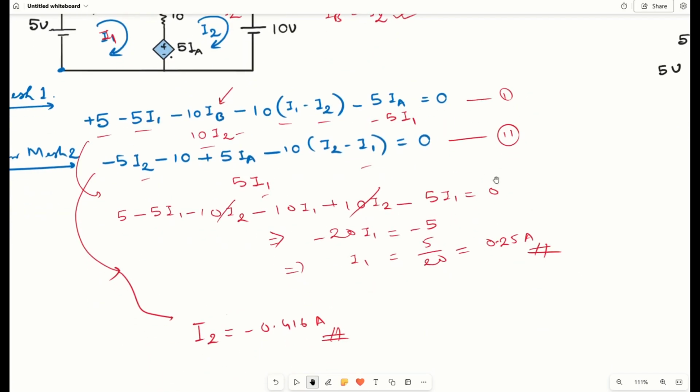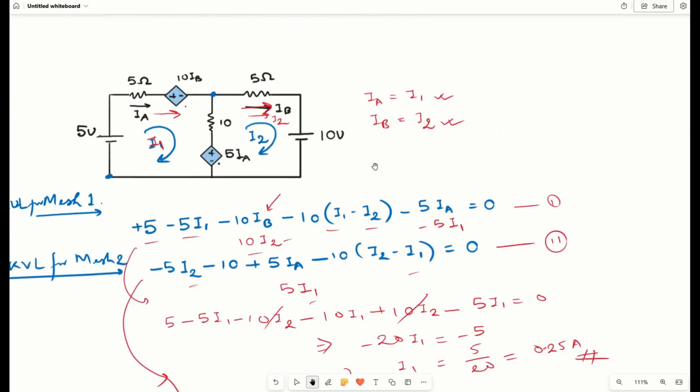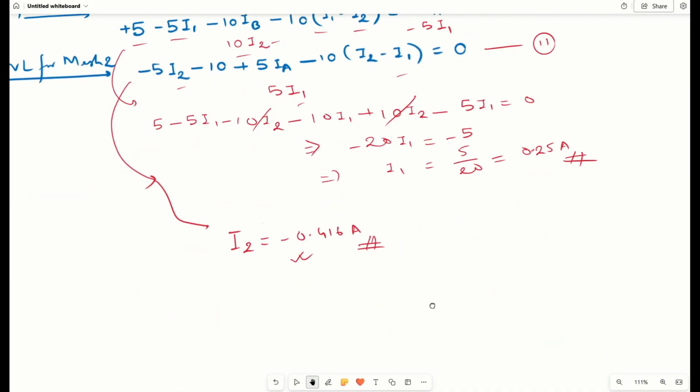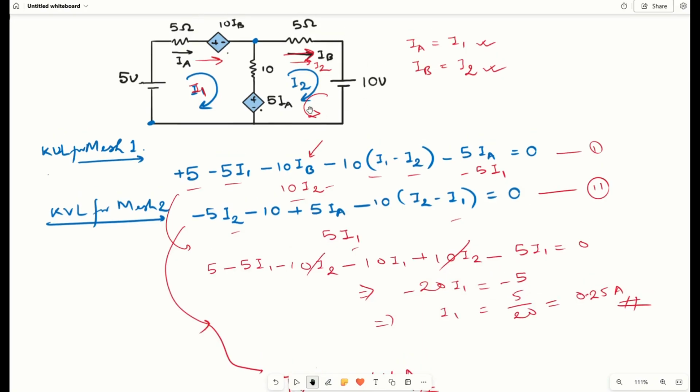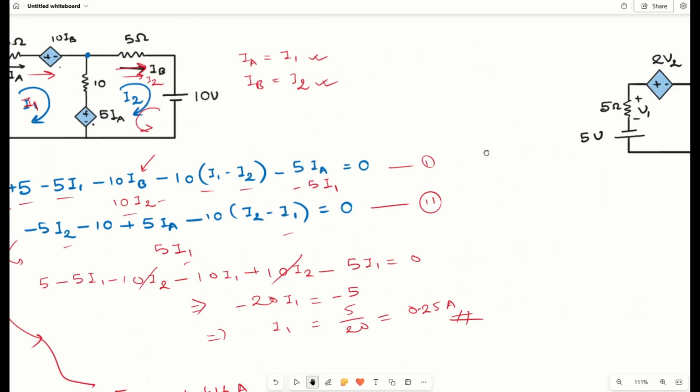So we have two equations, two unknowns. After solving we are getting these two values. As you can see the value of I2 is negative. That means whatever direction we have considered will be in the opposite direction, and then we can say I2 is 0.416 ampere. Okay, or we can keep it as it is, and the direction will be in the clockwise direction only. Okay, so I guess you have understood this numerical. So similarly we can solve another numerical.